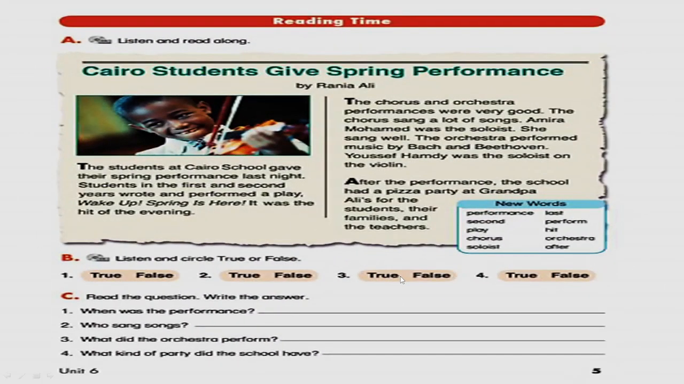And for the fourth lesson, the reading time, we read a text about a certain topic. In this lesson, we learn some new vocabulary like performance, second, play as a noun. Play refers to a show performed on stage. Chorus, which refers to a group of people who sing together. Soloist refers to a person who sings or plays music by him or herself. Last, perform. To perform means to do.